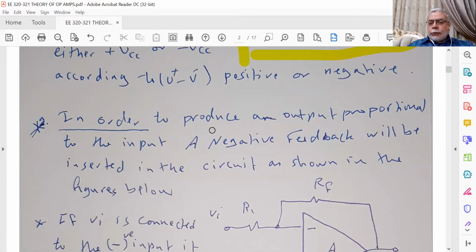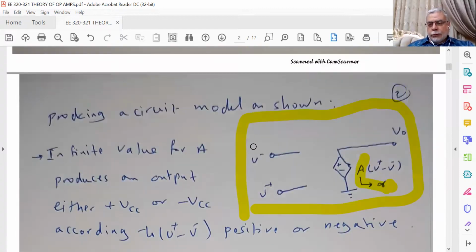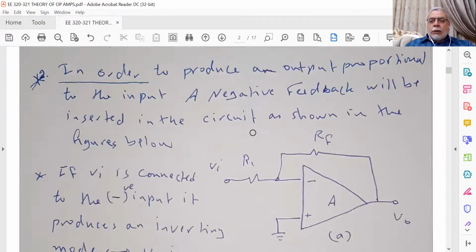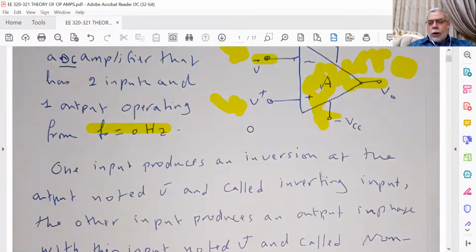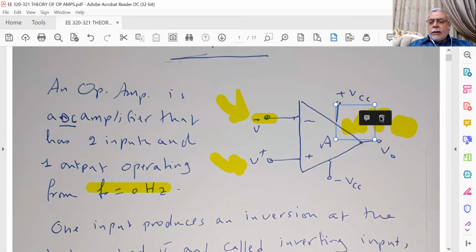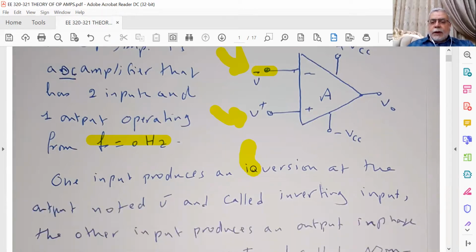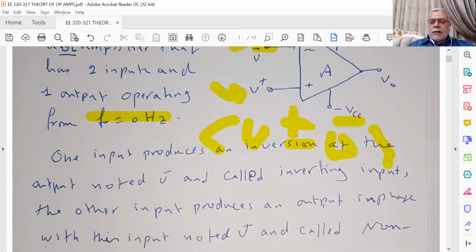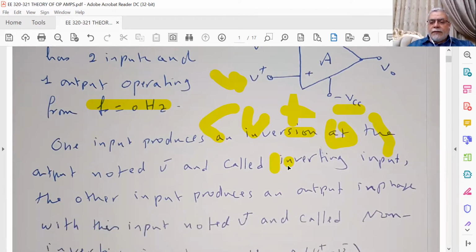Now, in order to produce an output proportional to the input, so finite output، ليش؟ انه لاحظوا انه في الدائره هاي اللي هون اللي اعتبرناها بتمثل symbol للاوب امب when you take V plus minus V minus of any value, let's say V plus minus V minus equal to epsilon. This is epsilon of any value.